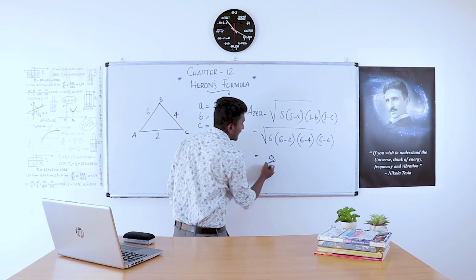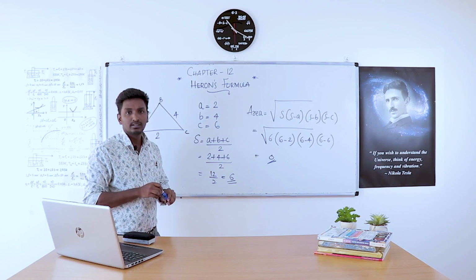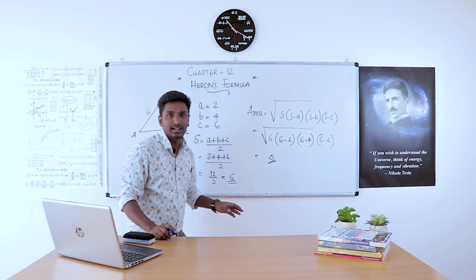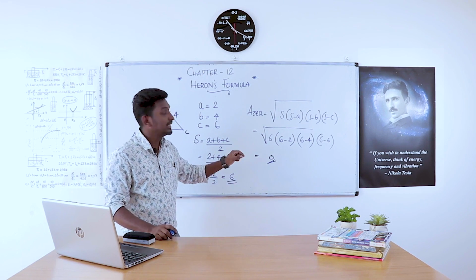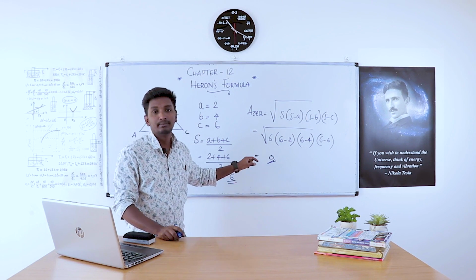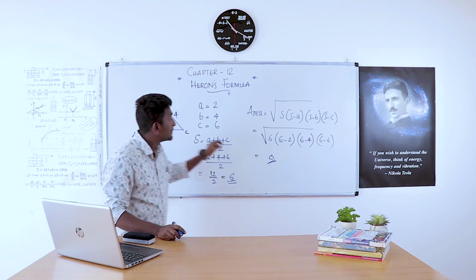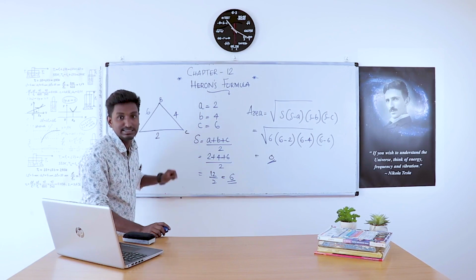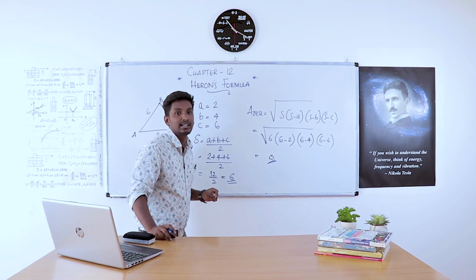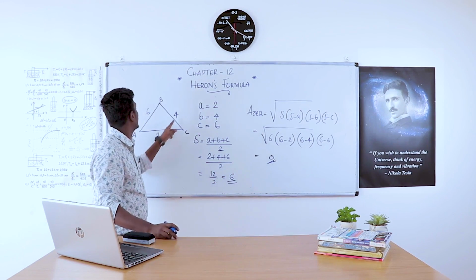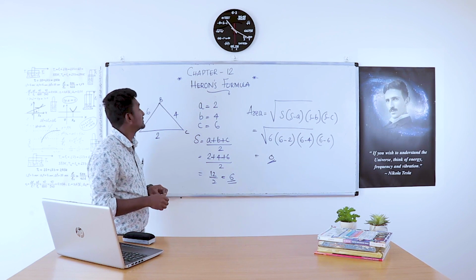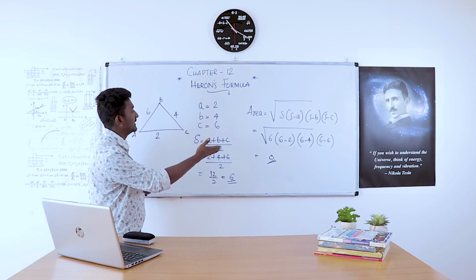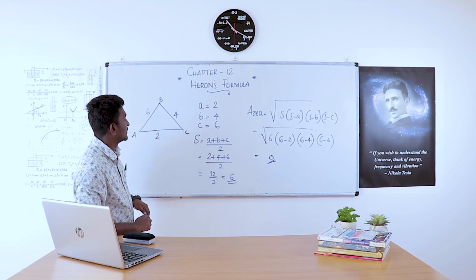How can the area of a triangle become 0? Do you know any triangle having area 0? No. No triangle has area 0. Then how do we get 0 as the answer? Because with 2, 4 and 6 as the lengths of the three sides, we cannot construct a triangle. That's why here we got the answer as 0.